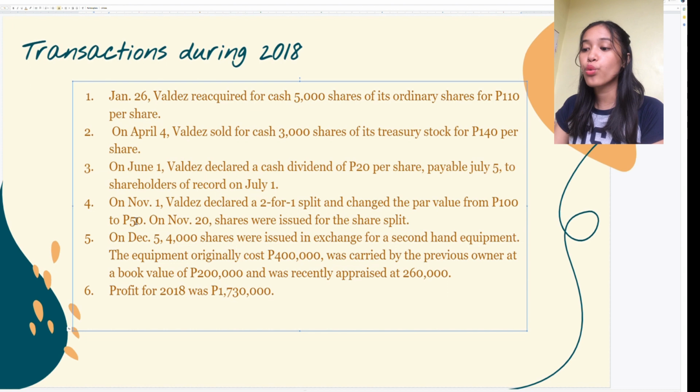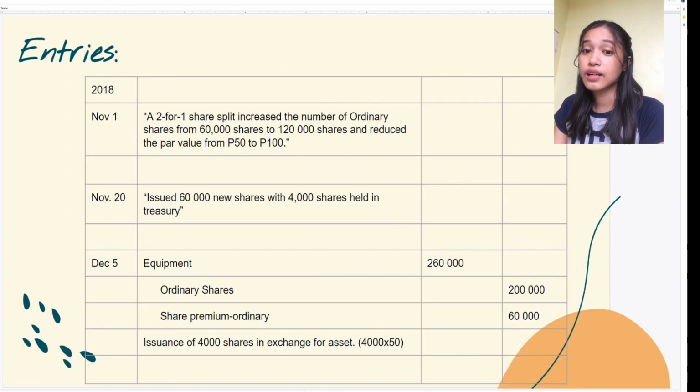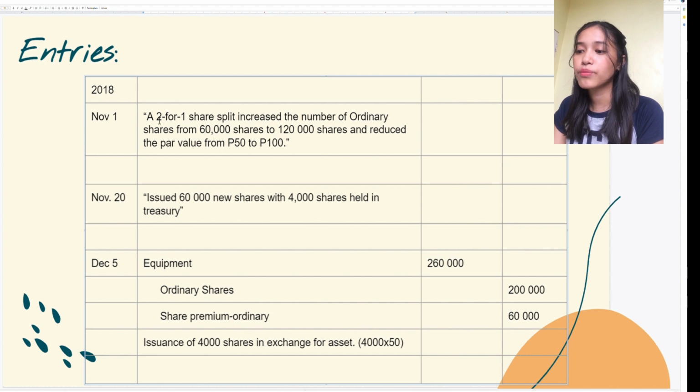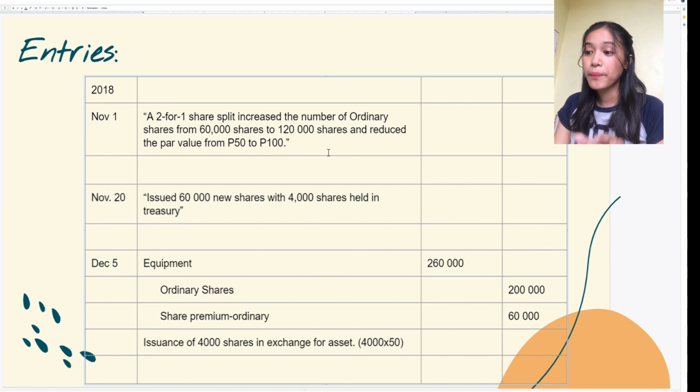Number 4, on November 1, Valdez declared a 2-for-1 split and changed the par value from 100 pesos to 50 pesos. On November 20, shares were issued for the share split. Since it's a transaction about a share split, we are not going to have a journal entry, but instead we are going to have a memo entry. For November 1, the memo entry is: a 2-for-1 share split increased the number of ordinary shares from 60,000 shares to 120,000 shares and reduced the par value from 100 pesos to 50 pesos.